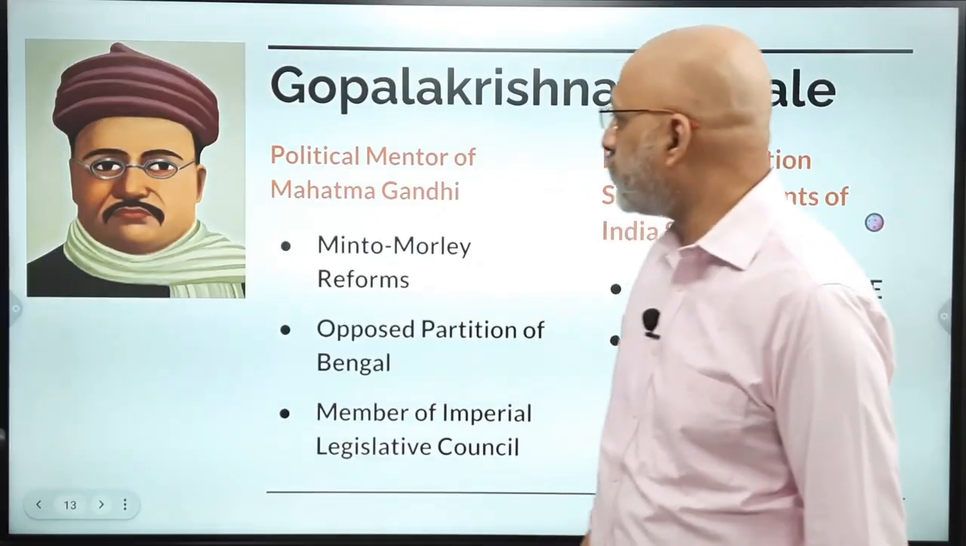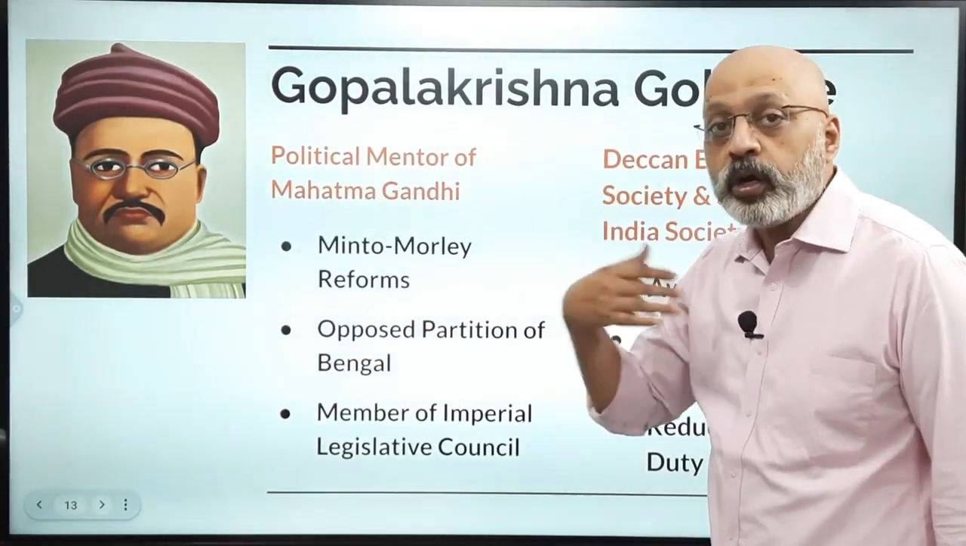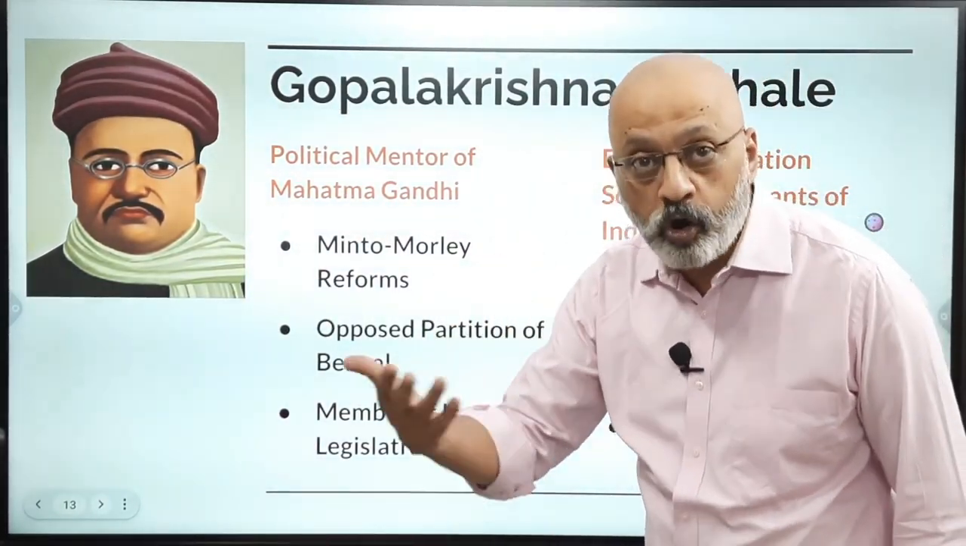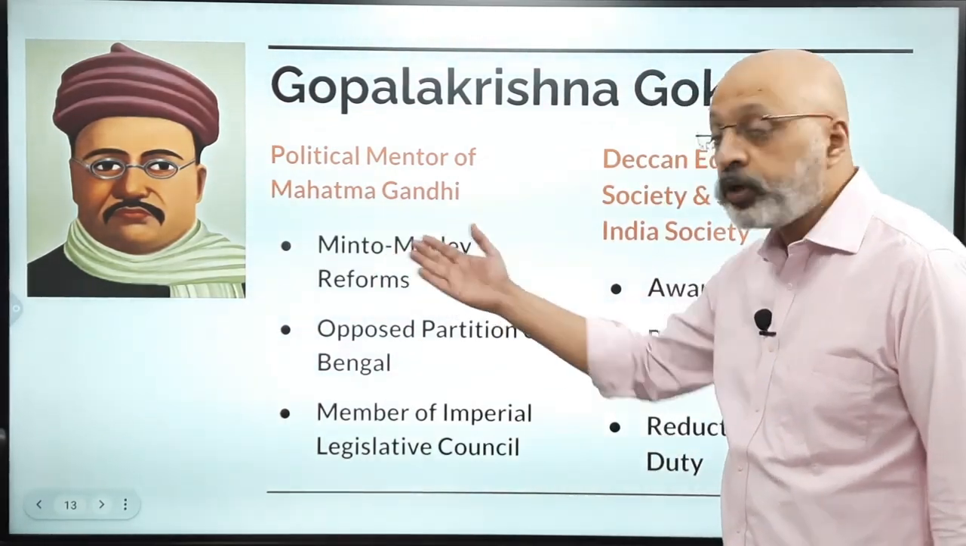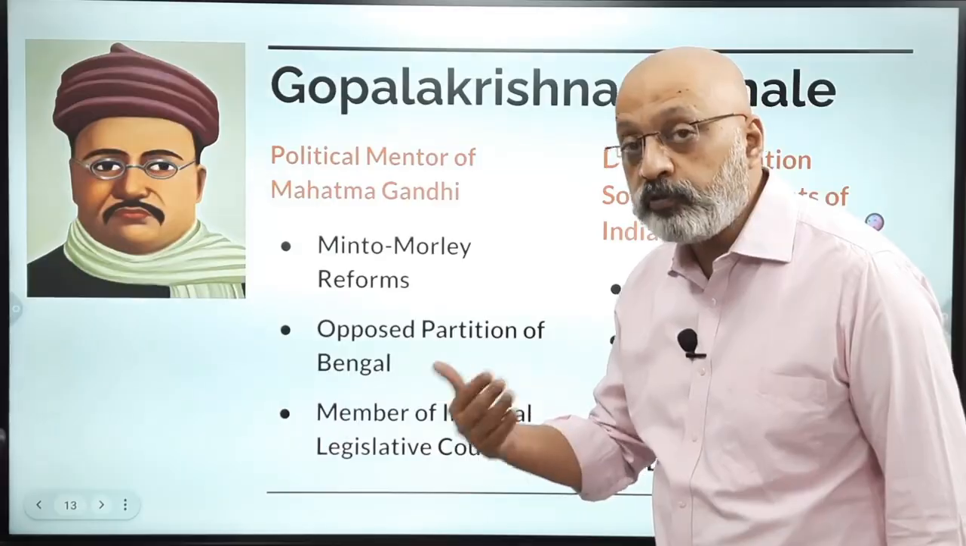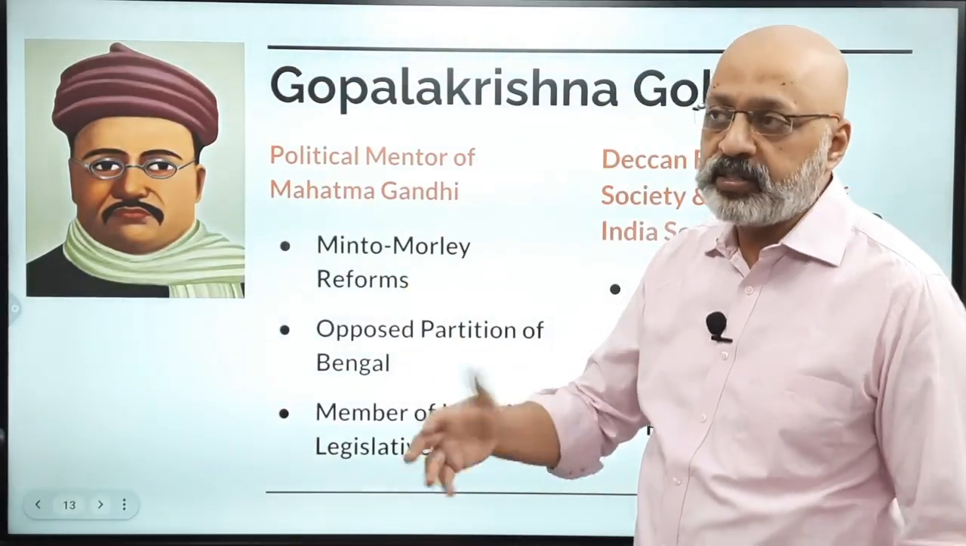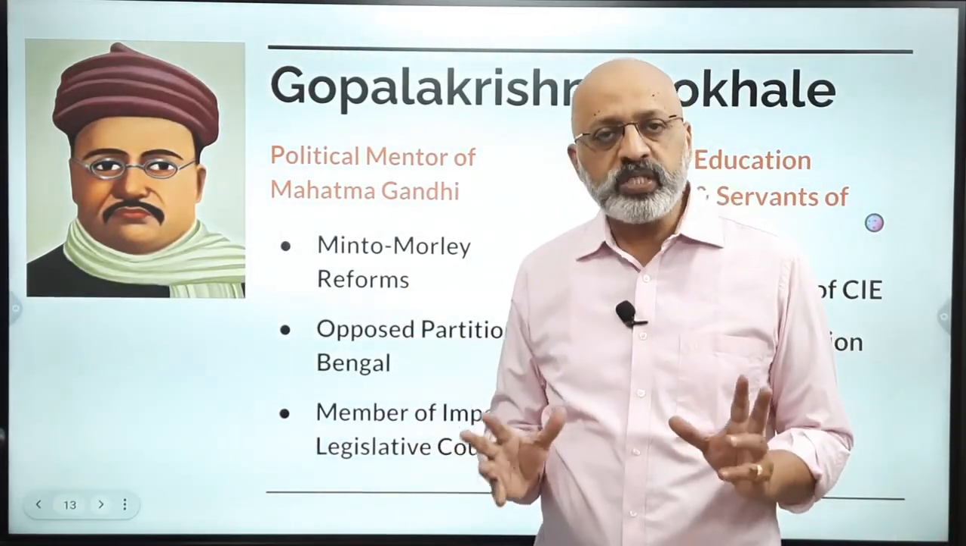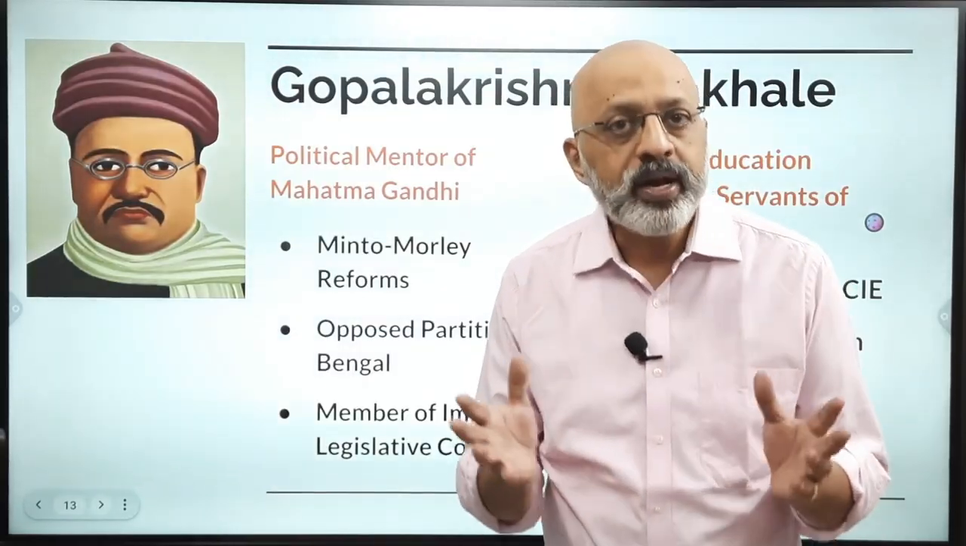Let's move to Gopalakrishna Gokhale. He was known as the political guru or the political mentor of Mahatma Gandhi. He supported the Minto-Morley reforms. He played a role in the passage, and that has always been a bit of a controversy as to why Gopalakrishna Gokhale supported it.